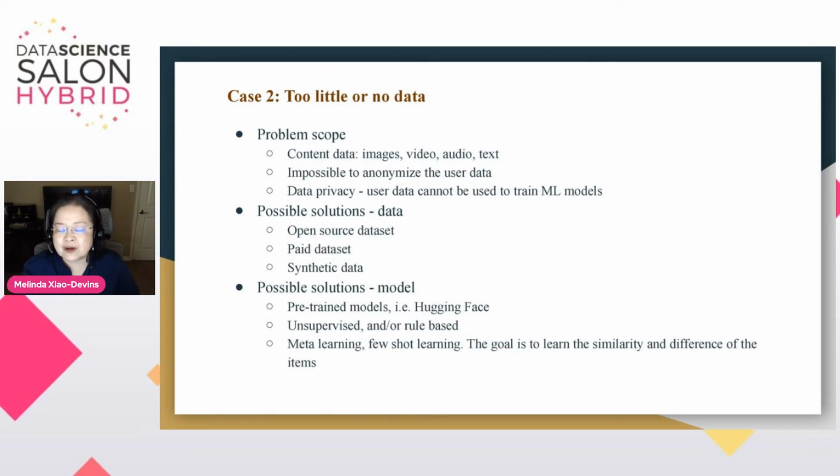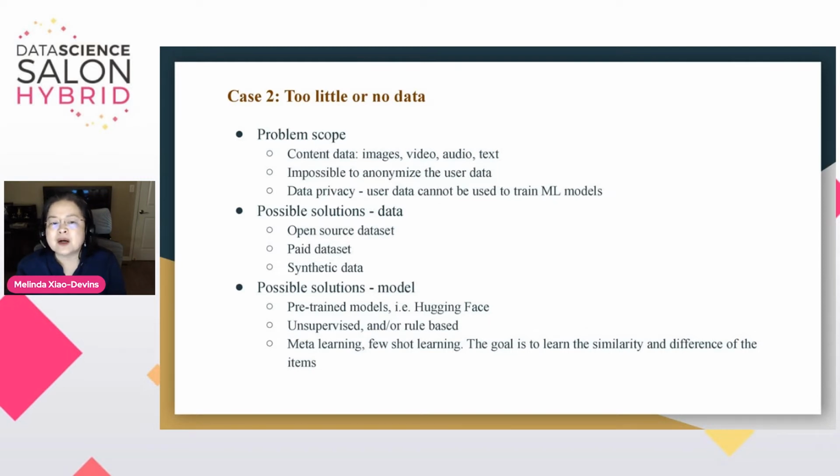On the other hand, it's also very difficult or almost impossible to anonymize the content. However you try to anonymize the image, video, or audio, the personal information can still be identifiable. You can still tie that content with the user. So there's no way you can completely remove the PII from the video, image, audio, or transcript text.